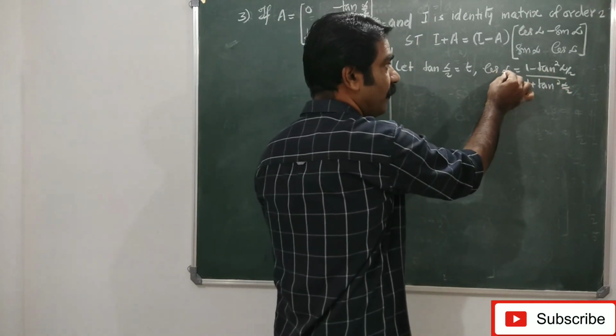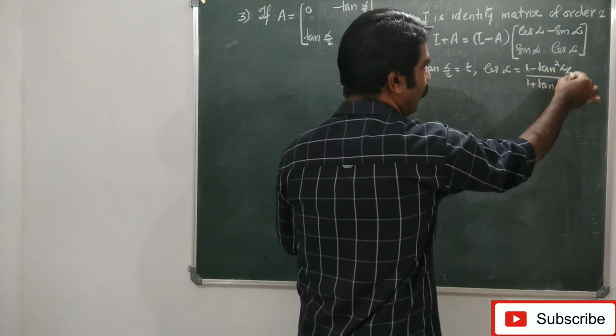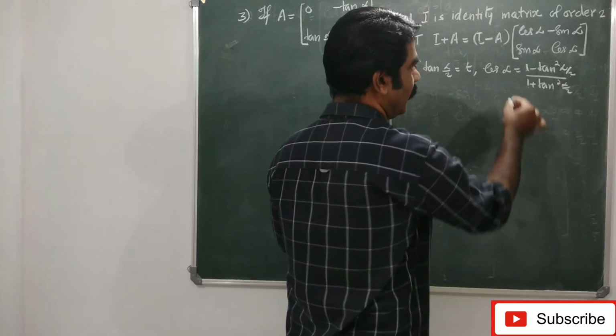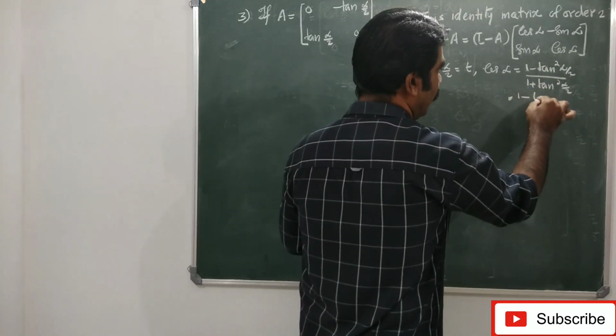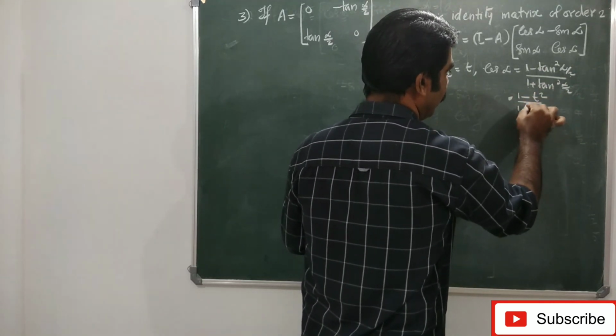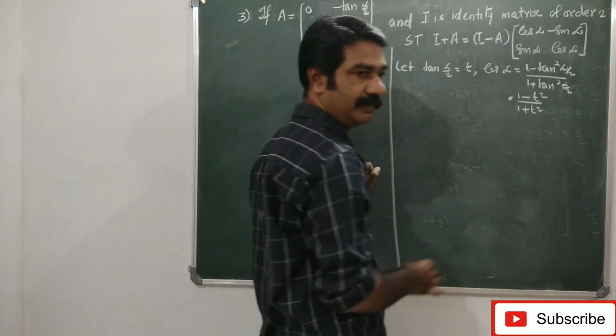So what is cos alpha? It is (1 minus tan square alpha by 2) divided by (1 plus tan square alpha by 2). That's equal to (1 minus t square) by (1 plus t square). Okay.